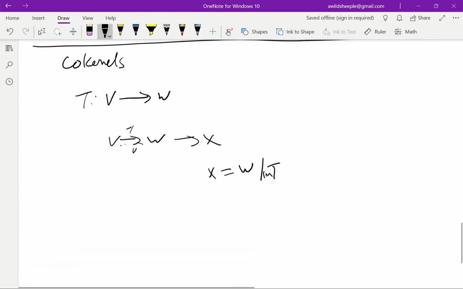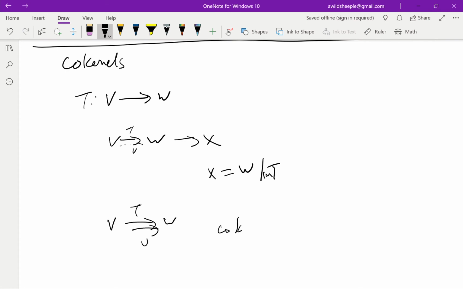You could play the game where if I have two general maps, maybe I have V to W, and I have two maps T and U, I could define the cokernel of T and U to be the cokernel of the difference again, and everything would work exactly the same. Maybe I want U minus T. It doesn't really matter. Maybe I want the sign to work out nice in practice, but I don't care for this discussion, because the difference of a sign is just an isomorphism. So just pay attention, but it doesn't matter.